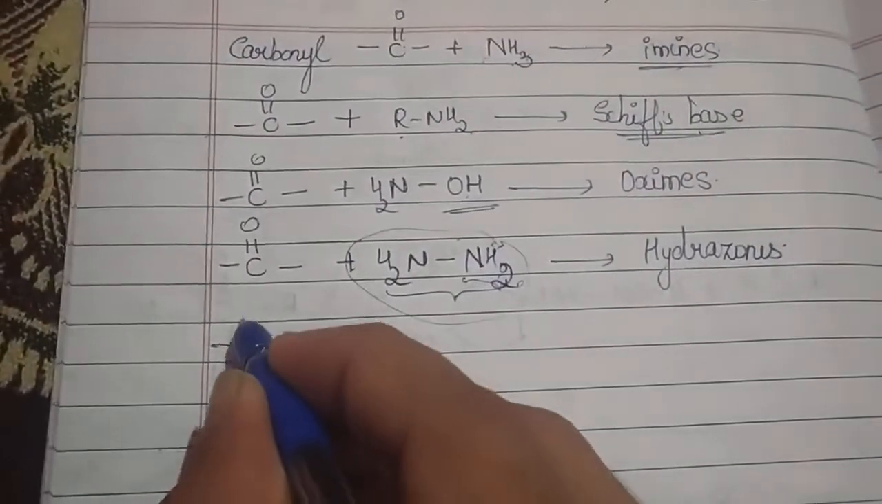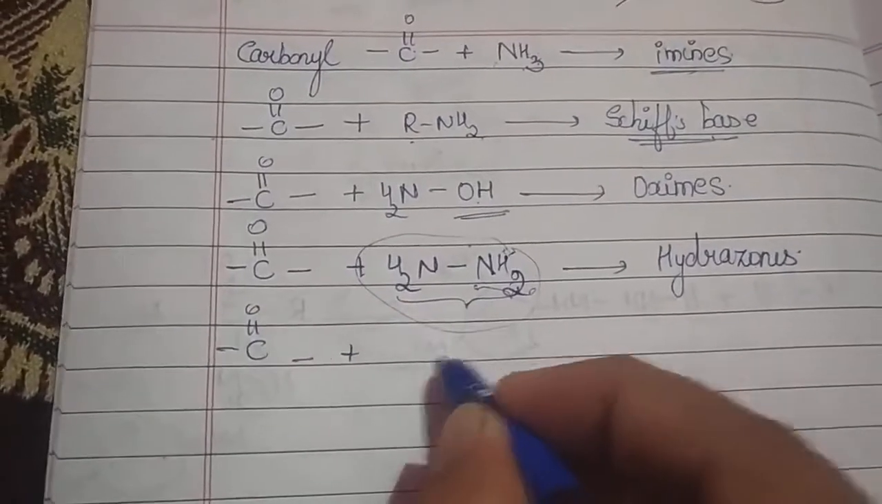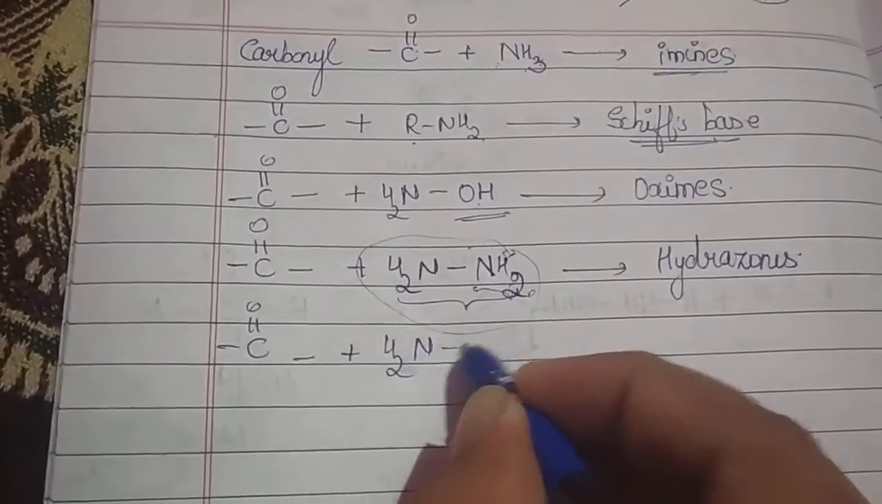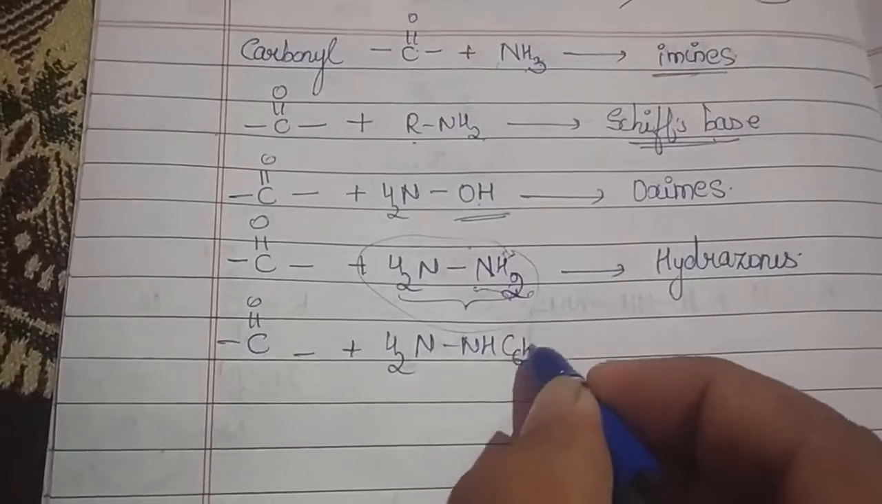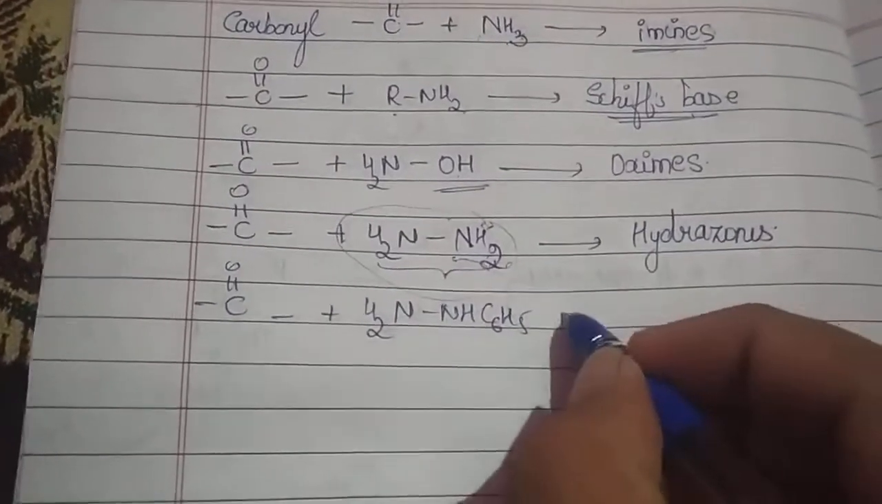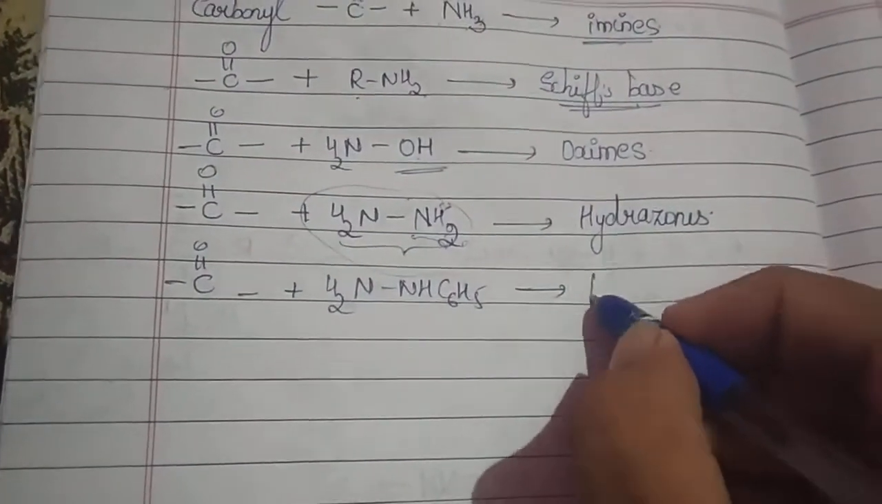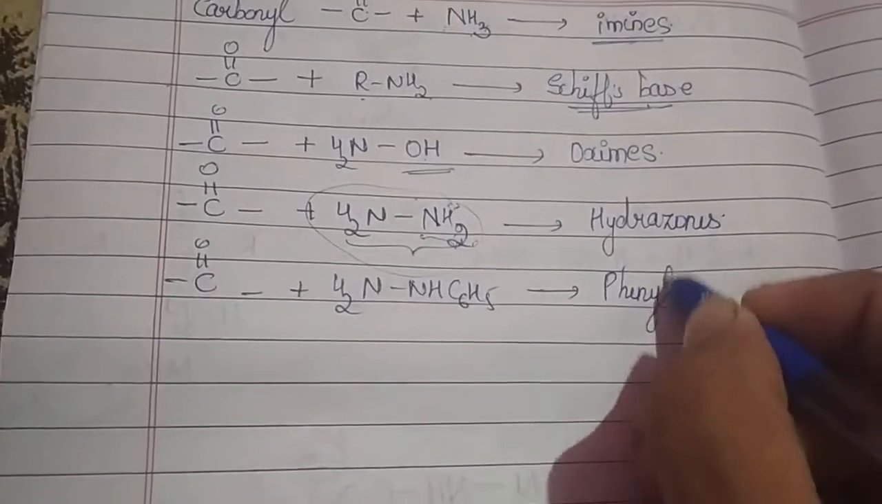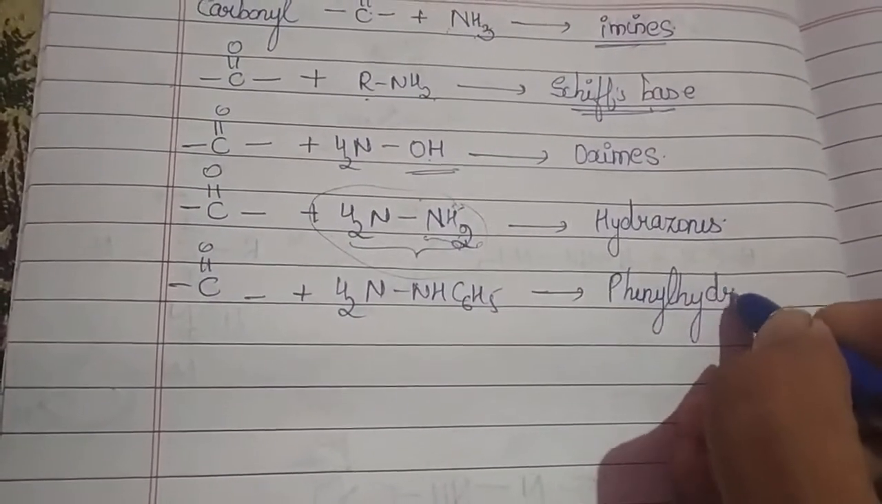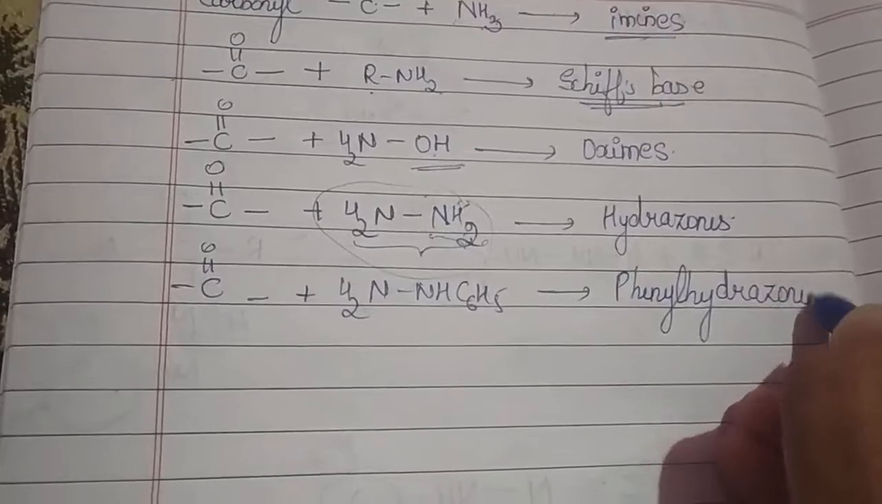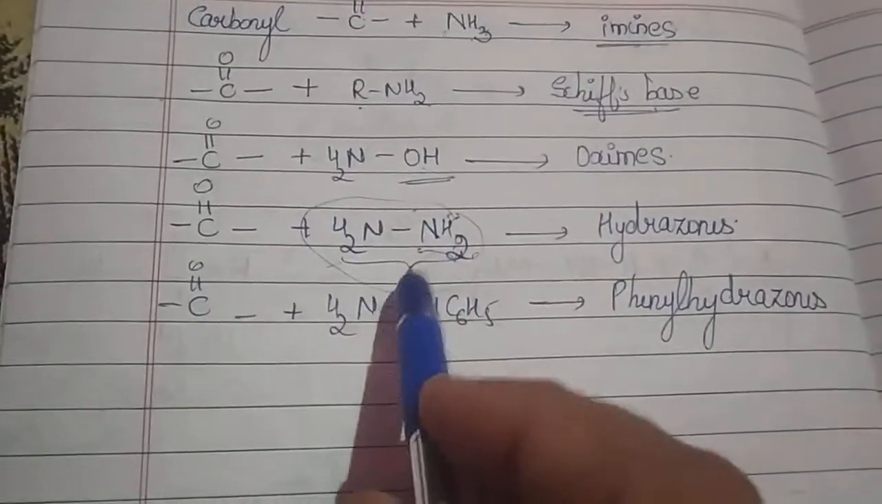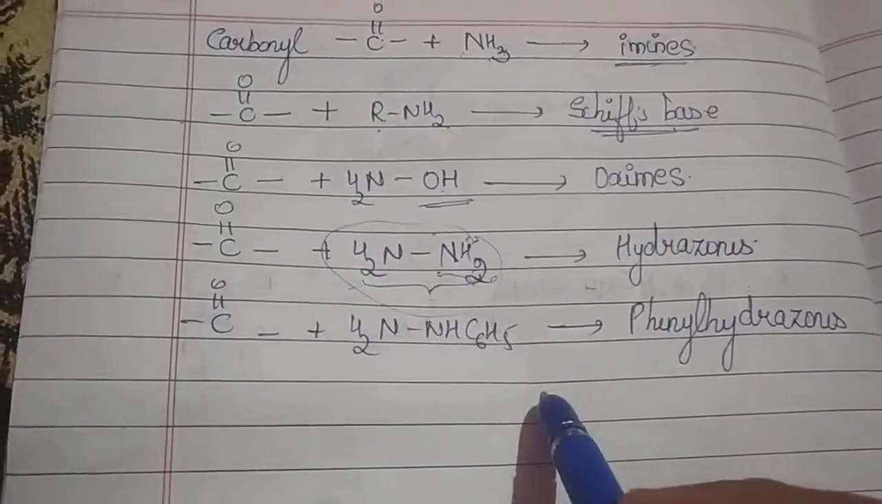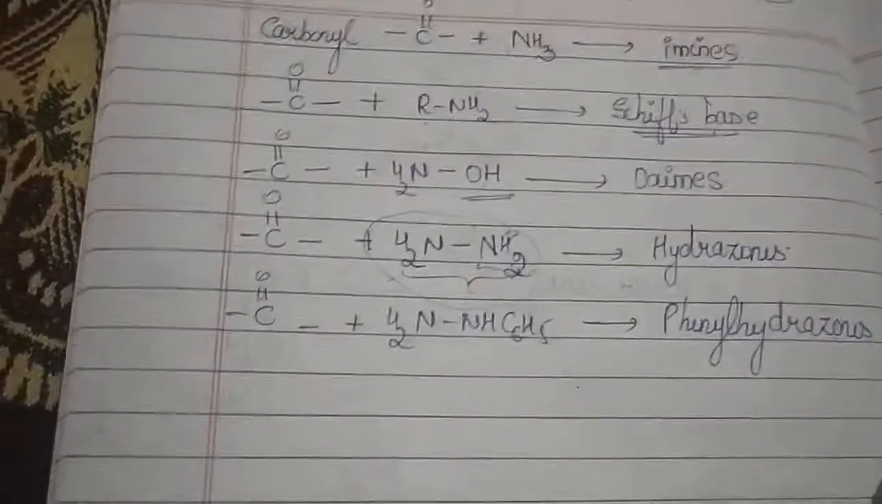Similarly, when the carbonyl compounds were treated with phenyl hydrazine, so what did I do? NH2, NH, C6H5. So here what you got was phenyl hydrazones. You just see, hydrazine gives hydrazones, phenyl hydrazine gives phenyl hydrazones. So that's what you have to remember.